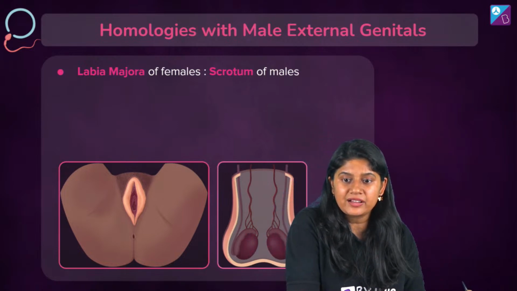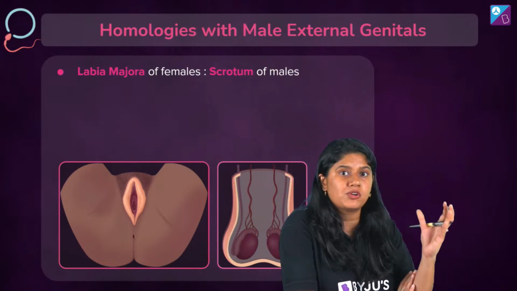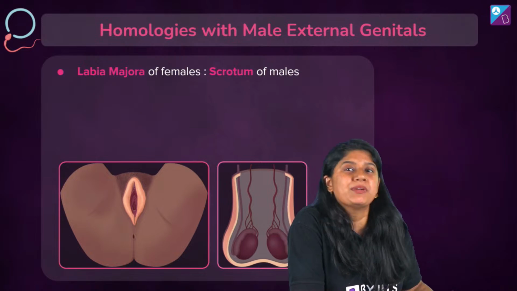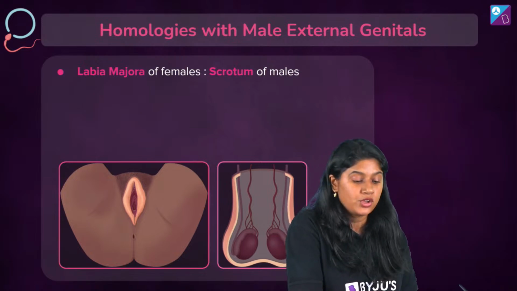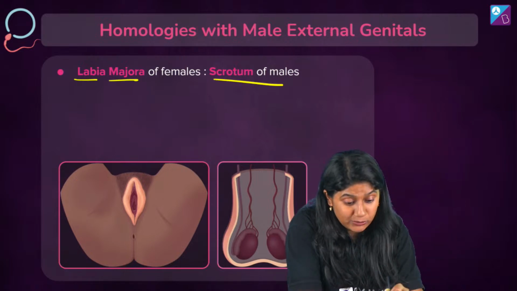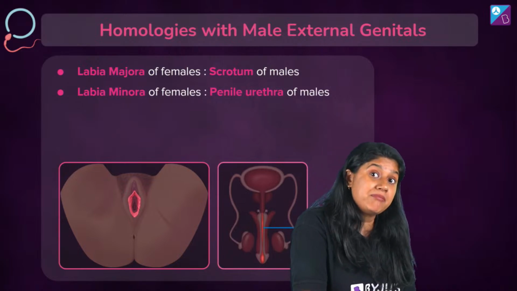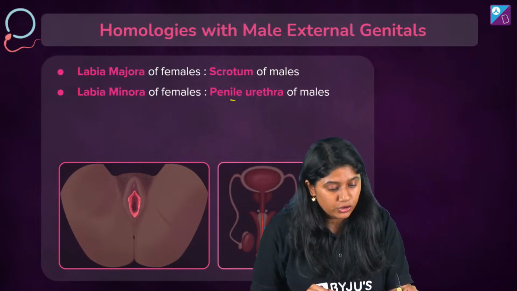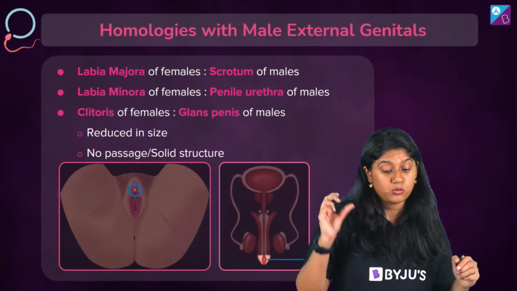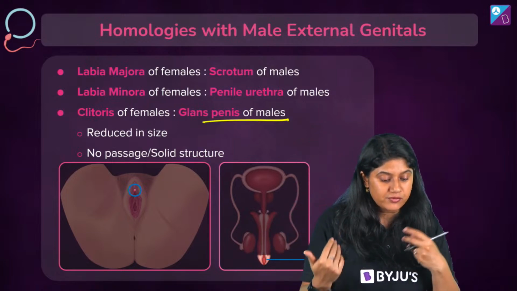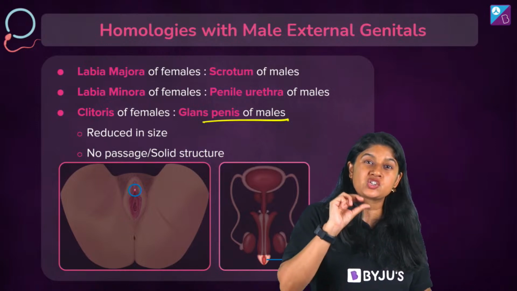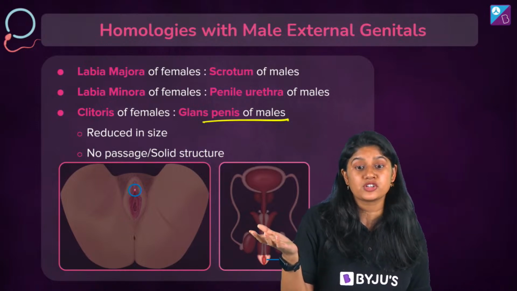Basically, the origin will be the same, but the functions are very much different. Yes, similar structure and functions are absolutely different. So, that's the case over here. We have labia majora in the females, which is homologous to the scrotum of the male. Then we have labia minora, which is homologous to the urethra of the male. And then we have the clitoris of the female, which is very much homologous to the penis of the male. Basically, all of these are similar structures, but they have different functions altogether.